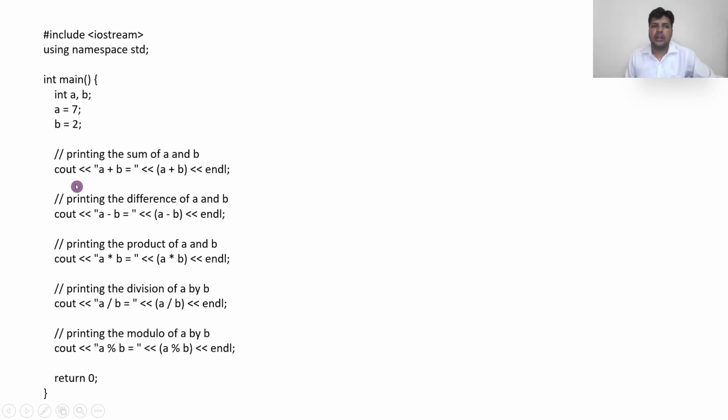Now if I say cout A plus B is equal to A plus B, what is the result? The result will be 9. 7 plus 2 is 9, A minus B, 7 minus 2, is 5, and A into B, 7 into 2, is 14. A divided by B is 3, because 7 divided by 2 means 2 threes are 6, and the remainder will be 1. A modulo B is 1, so the remainder will be 1 and the division will be 3.